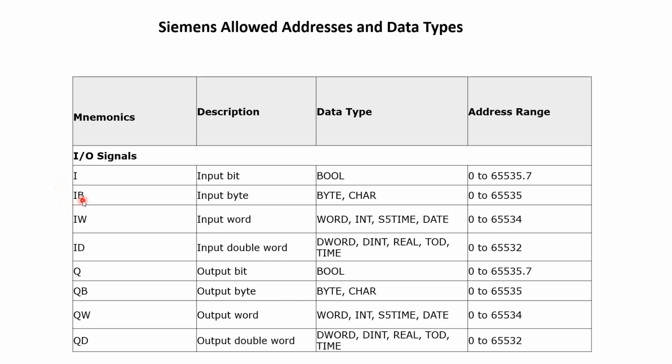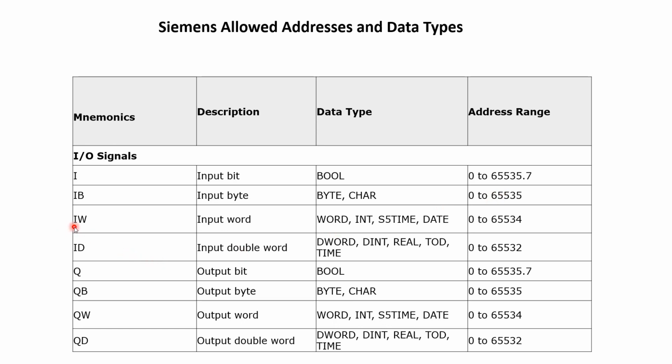IB is an input byte. So if I want to address the whole byte, it will be IB0. This is the first byte. Data type can be byte or character. This is the range.